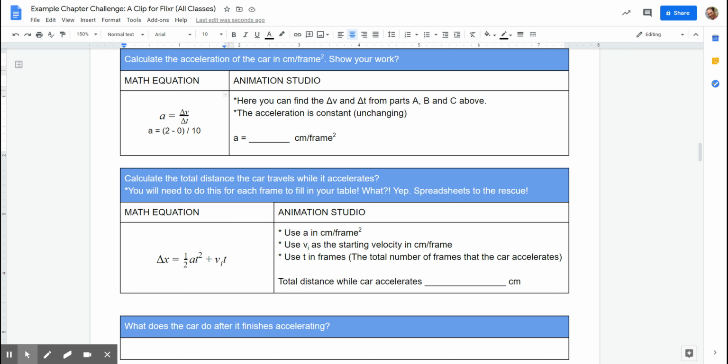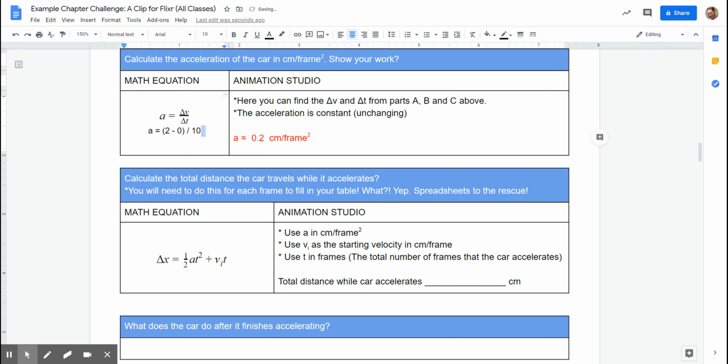So this math is not so hard. 2 minus 0 over 10. This is my change in velocity, 2 centimeters per frame minus 0 centimeters per frame, all over a total of 10 frames that I accelerate. And 2 minus 0 over 10 is also 2 over 10. Or we could simplify that and say it's 1 over 5. Or if we put it into a calculator, we could say that this is 0.2. Any of those things work. This is my acceleration.